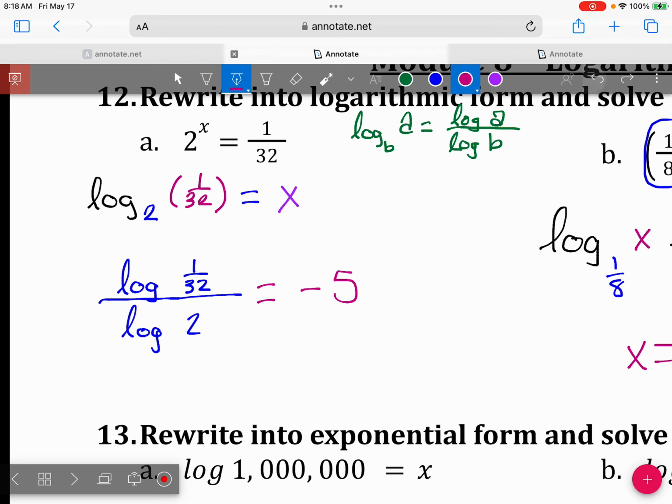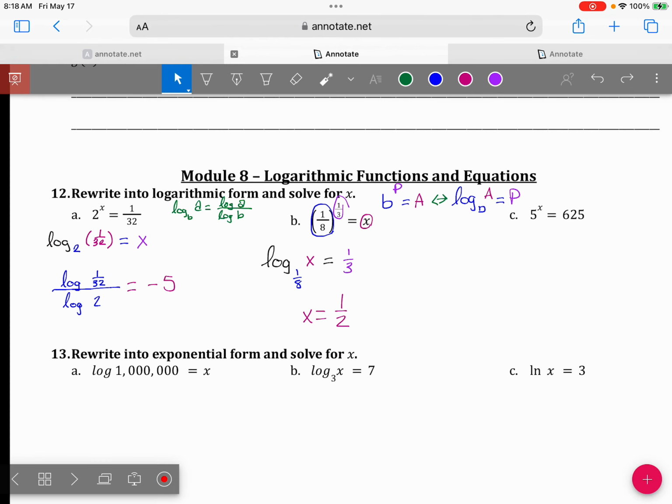And 13 is just doing the same thing, but backwards. They're giving you logarithmic form and asking you to rewrite it as an exponential and figure out where x is. And again, on some of these, it might be easier to use logarithmic form than exponential. Any other questions you want to work through?